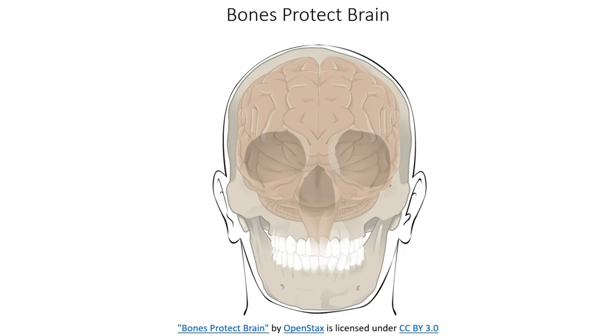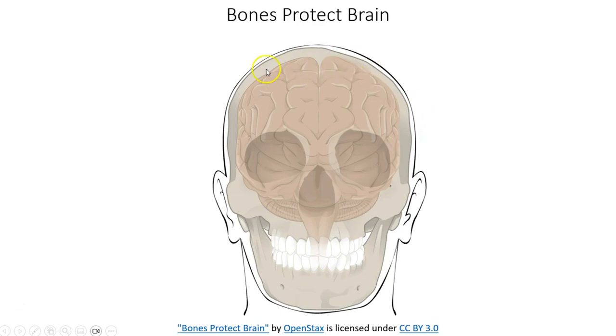So we're just looking here at how our skull is going to help protect our brain. This is the skull overlaid on top of the brain, so we can see the eye sockets right there. This is where the nasal cavity would be. And so we really need that bone to help protect our brain.